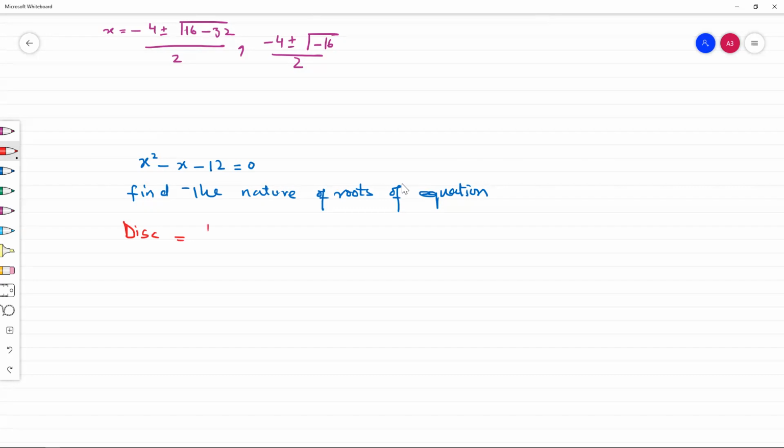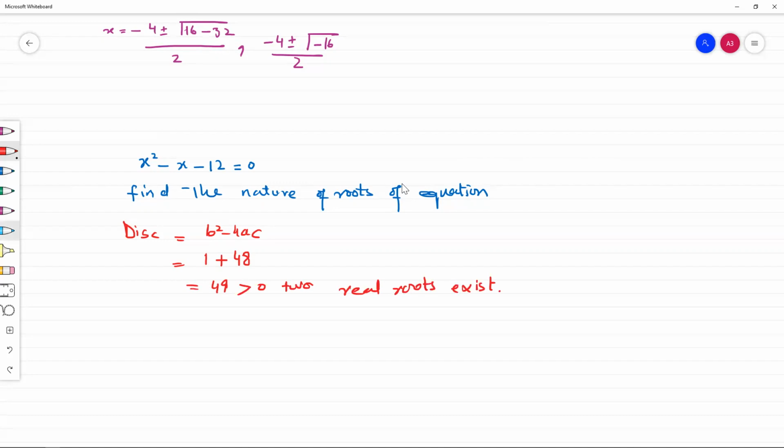The discriminant is b square minus 4ac. The value of b is minus 1, whole square is 1, minus 4 into 1 becomes minus 4, into minus 12 becomes plus 48. So that would be 49. It means it is greater than 0, so we can write: two real roots exist.